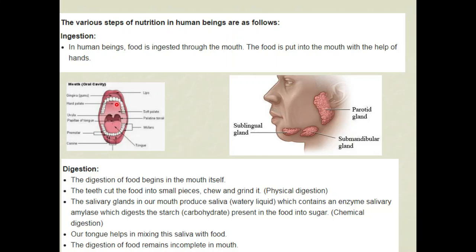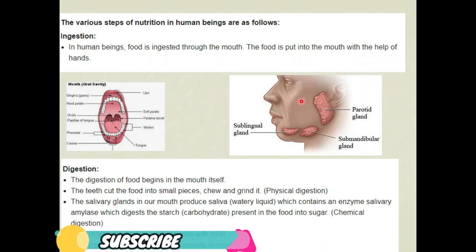The teeth help us to masticate the food, that is grind the food, twist and tear the food. We have different types of teeth for it: molar, premolar, canine, all those things you studied in earlier classes. So here the digestion of food begins in the mouth and the teeth cut the food into small pieces.